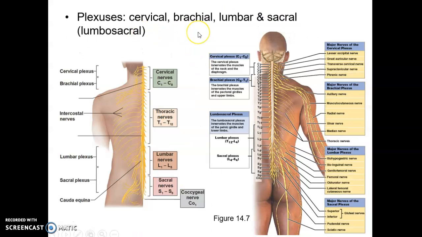So the plexuses are the cervical plexus up in the neck area, brachial plexus just inferior to that, they go into the arm. Remember, brachium is arm. Lumbar plexus in the lumbar area, and then the sacral plexus coming out of the sacrum. And sometimes the lumbar and sacral are combined into what's referred to as the lumbosacral plexus.